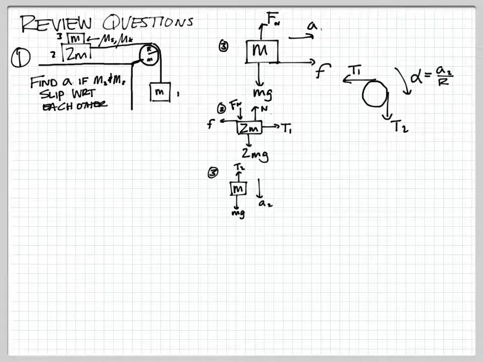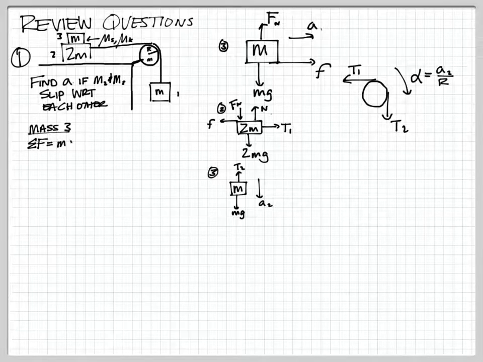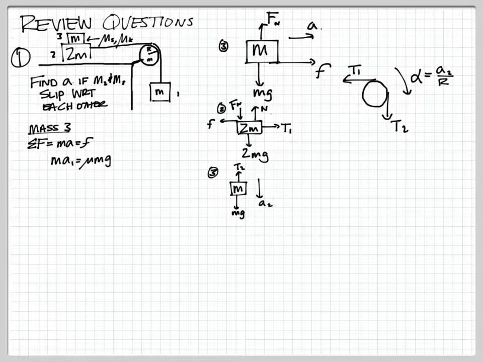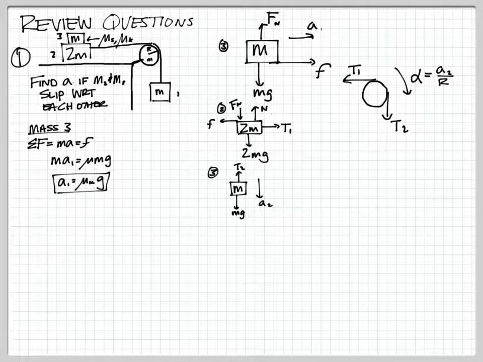So, for each of the first 3 free body diagrams, we're going to do Newton's second law. For mass 3, Newton's second law, the sum of my forces equals ma, equals friction. Let's go ahead and plug in what that friction is going to be. And we can get a1 right away. Looking at this, because it's slipping, it's not going to have the same acceleration as everything else. So we're done with mass 3.